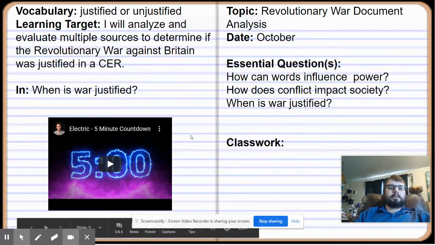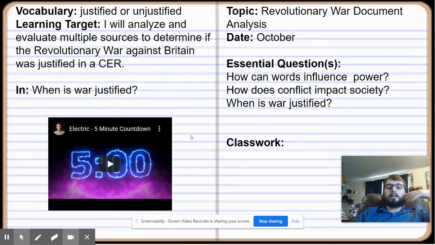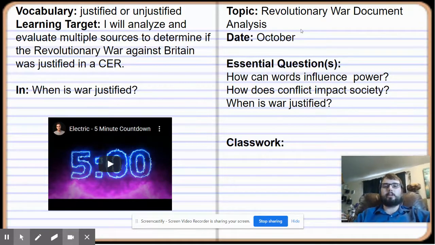Your learning target for today: you are going to analyze and evaluate multiple sources to determine if the Revolutionary War against Britain was justified in a CER. Your vocabulary for today is justified and unjustified. When is a war justified? You tell me.